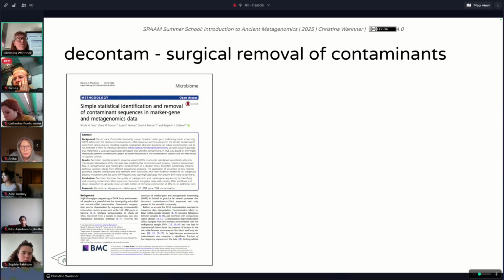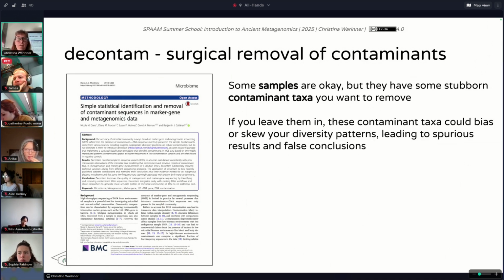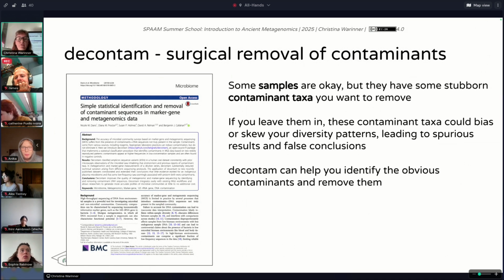For those ones that are kind of in the middle, you can use Decontam. So these are for samples that are okay, but might have some stubborn contaminant taxa that you want to remove. The problem is if you leave them in your data set during your analysis, they could bias or skew your diversity patterns, and could lead to spurious results or false conclusions. And so you want to try and pull them out if you can.